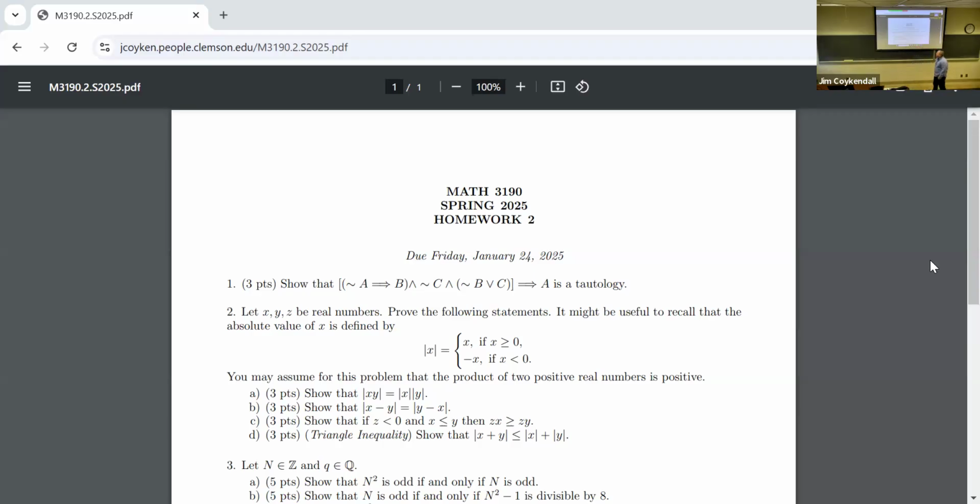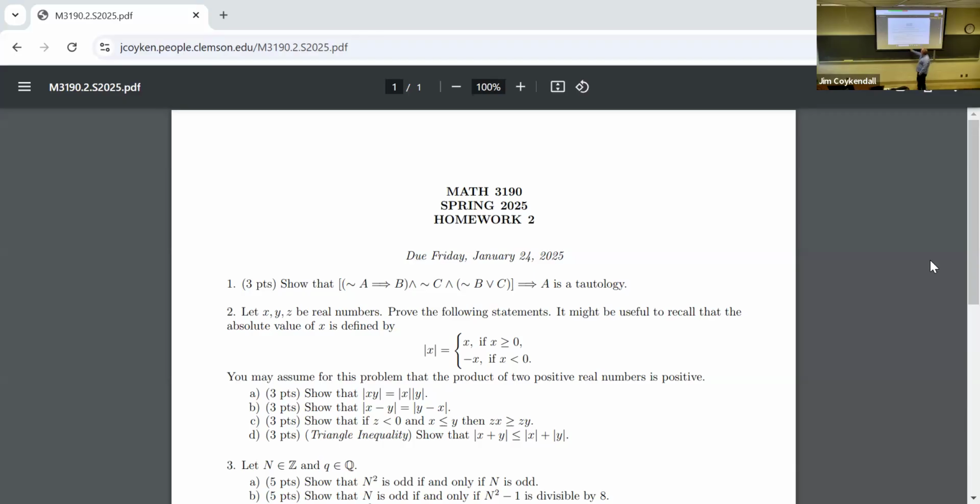So here are some familiar properties of absolute value that you should show. Show the absolute value of X times Y is the absolute value of X times the absolute value of Y. Show that the absolute value of X minus Y is equal to the absolute value of Y minus X. There are other properties like this. This is the most interesting one. Show that if you have a negative number Z and X is less than or equal to Y, then when you multiply that inequality by the negative number, it reverses it. So if X is less than or equal to Y, then ZX is greater than or equal to ZY, if Z happens to be negative.